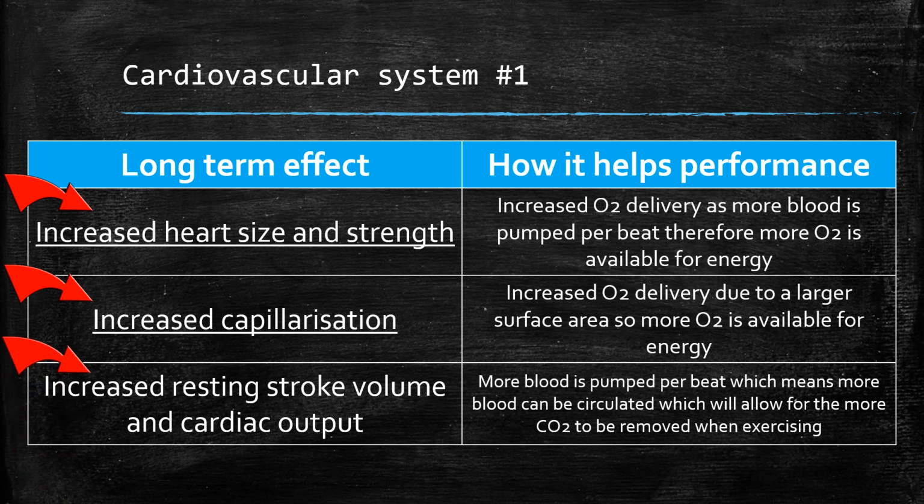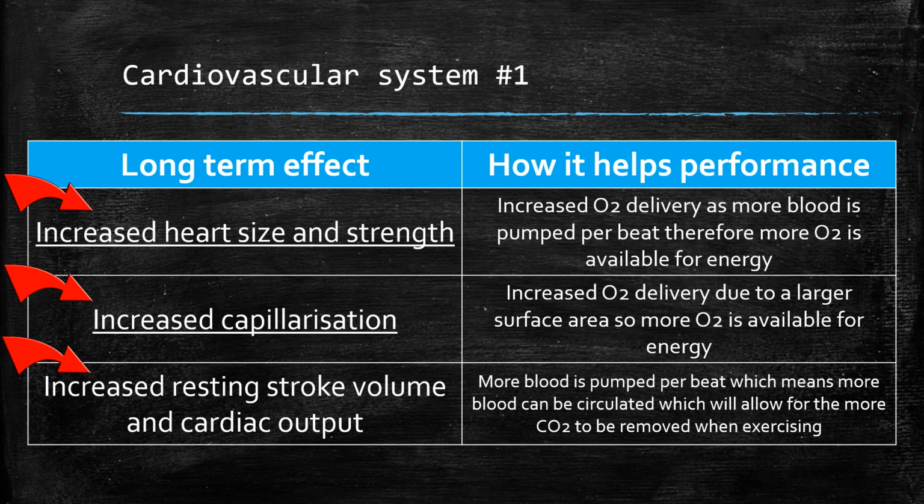I then have increased resting stroke volume and cardiac output. As we've already said, if our heart is bigger and stronger, more blood will be able to be pumped per beat, which means more blood can be circulated around the body, so more carbon dioxide can be removed when exercising.